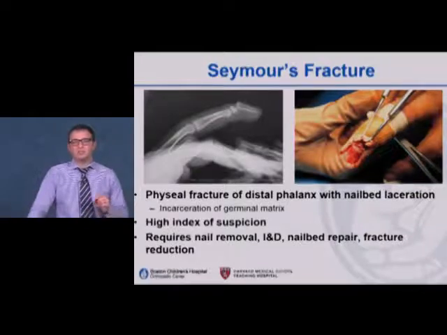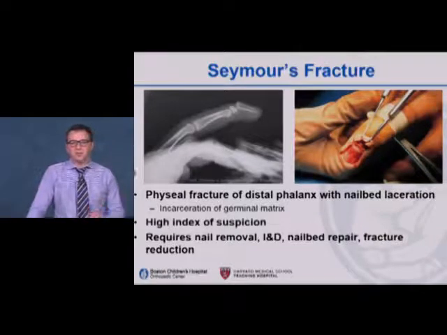So if you suspect that someone has a Seymour's fracture based on these x-rays, what you need to do is remove the nail, irrigate, debride the fracture, do a proper nail bed repair, and reduce the fracture.